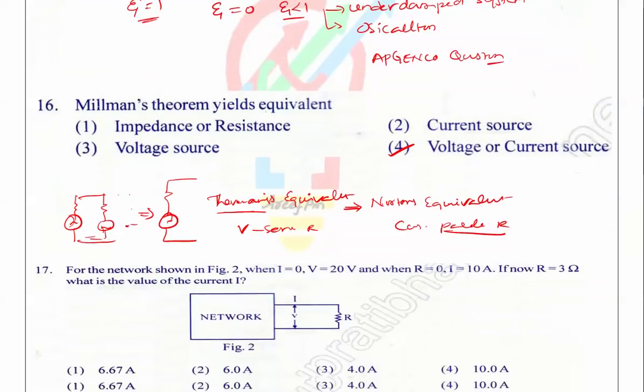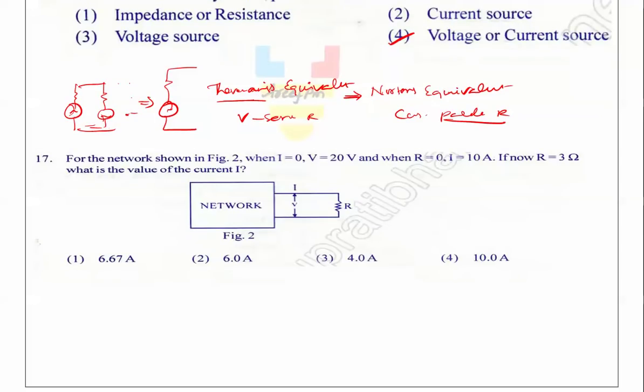Next question on the screen is, for the network shown in figure 2, when I is equal to 0, V is equal to 20, and when R is equal to 0, I is equal to 10. If R is equal to 3 ohms, what will be the value of I? Whenever they are giving the box type of structure, assume it as a Thevenin's equivalent or Norton's equivalent. So for simplicity, I am considering this network as a Thevenin's equivalent.